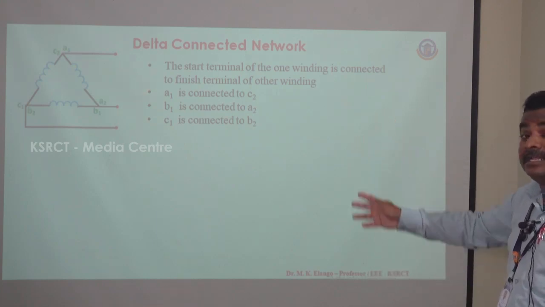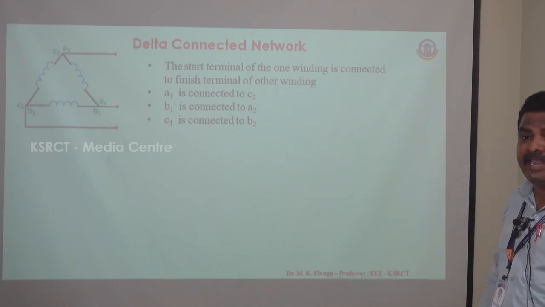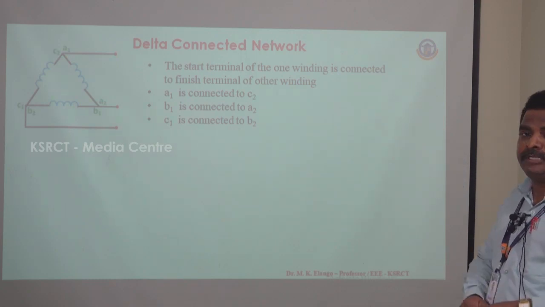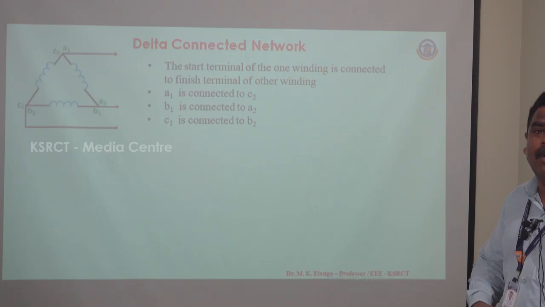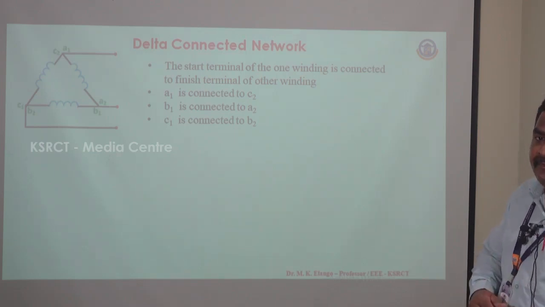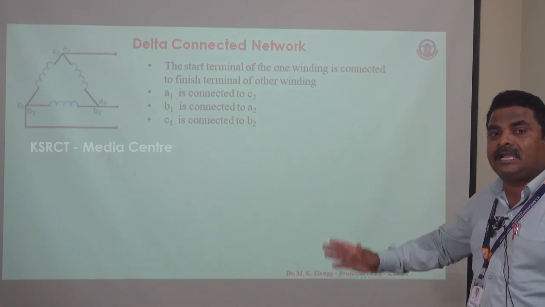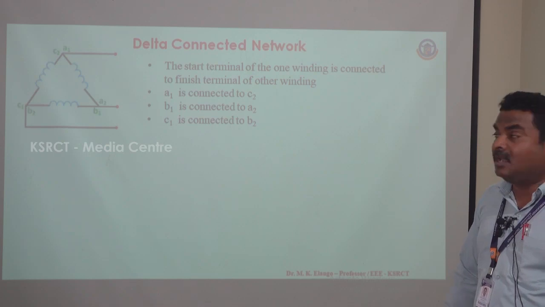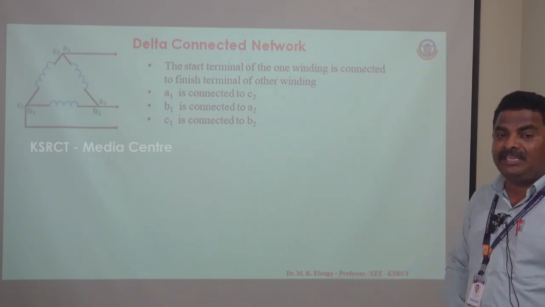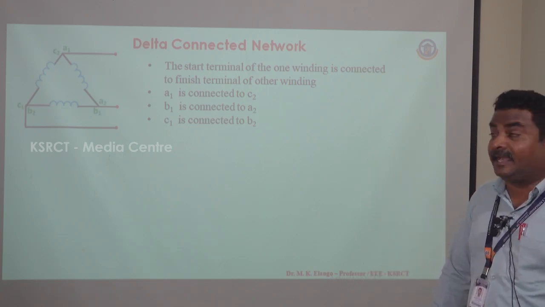Here there are also three windings, like A winding, B winding and C winding. Each winding has two terminals, like A1, A2. A1 is the starting terminal of coil A. A2 is the ending terminal of coil A. Here A2 is connected to the starting terminal of the B coil, and B2, the finish terminal of the B coil, is connected to the C coil starting terminal, right?